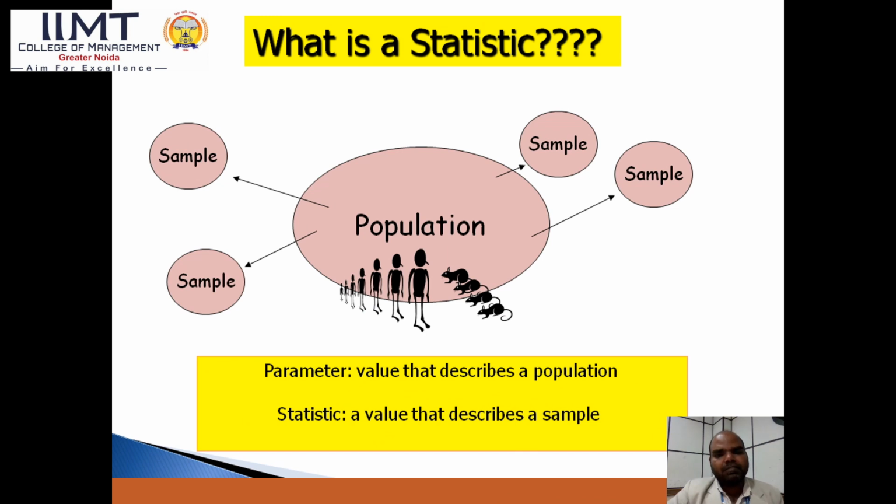Before the sample, we study what is a statistic. Here we present a picture which well defines population and sample. Population parameters means a value that describes a population is called a parameter, and a value that describes a sample is called a statistic.